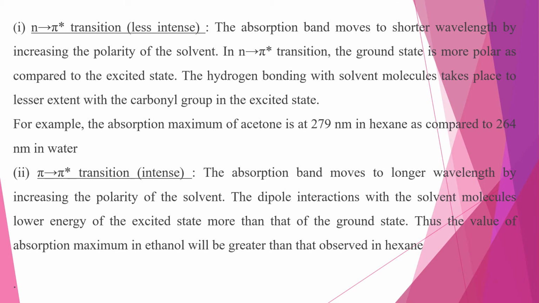The second one is pi to pi star transition, which is intense. The absorption band moves to longer wavelength by increasing the polarity of the solvent. The dipole interaction with the solvent molecules lowers the energy of the excited state more than that of the ground state. So, the value of absorption maximum in ethanol will be greater than that observed in hexane.